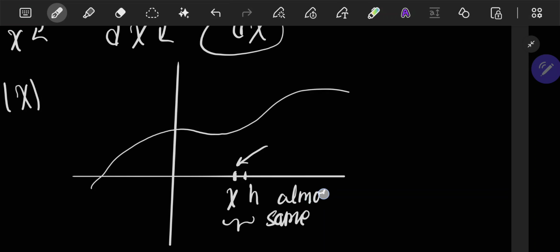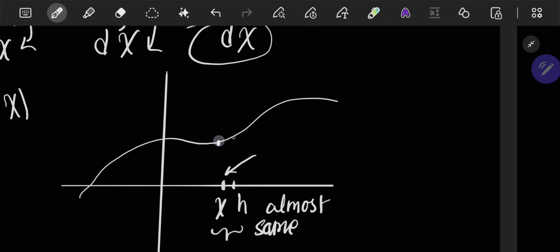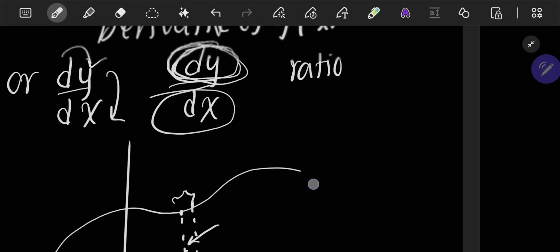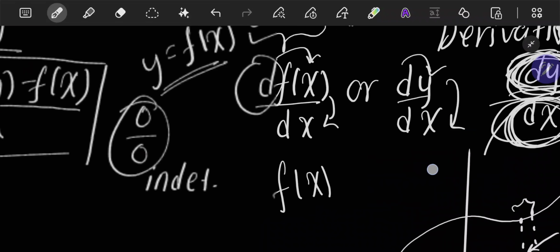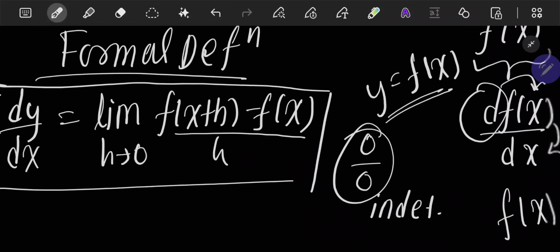Almost the same point. Now, because of this, we get some difference in the y-coordinate that corresponds to these two. And the ratio of that very, very small increase in y over the very, very small increase in x is essentially the derivative. And that is where our formal definition comes in.